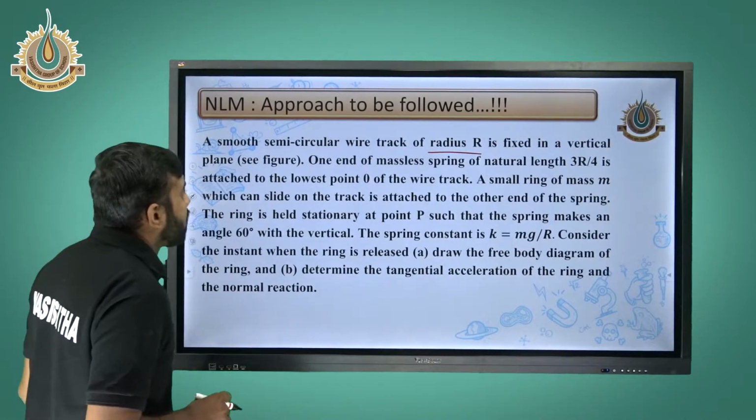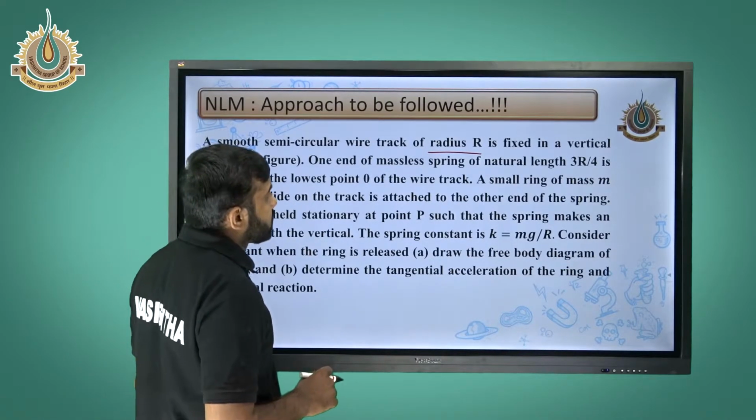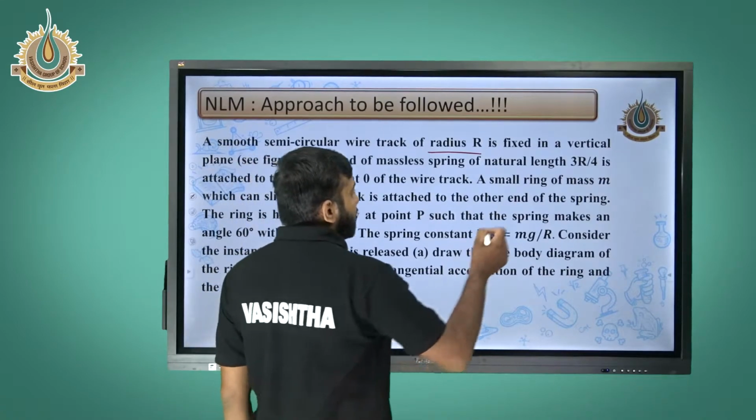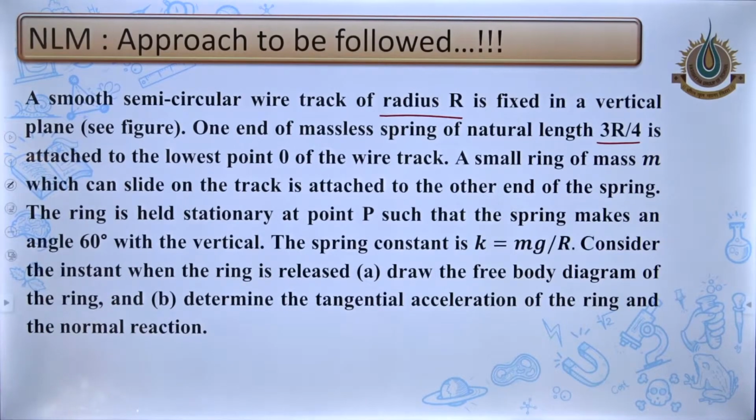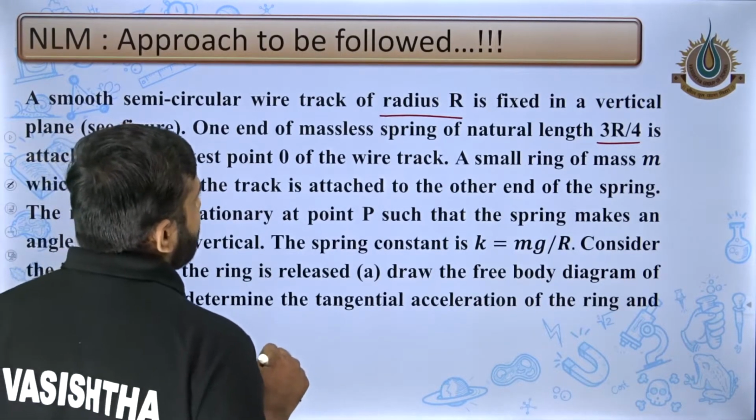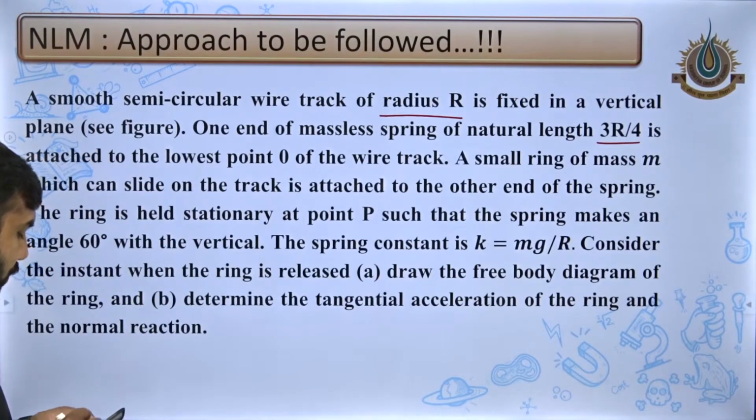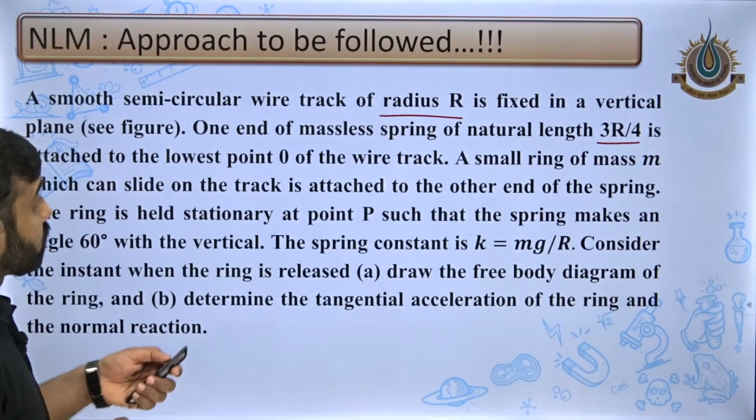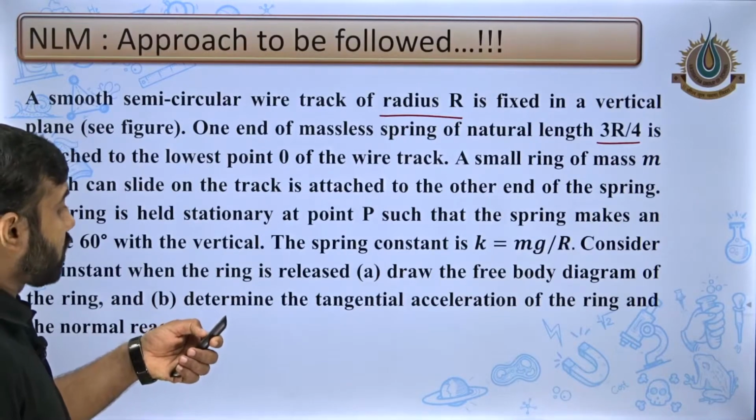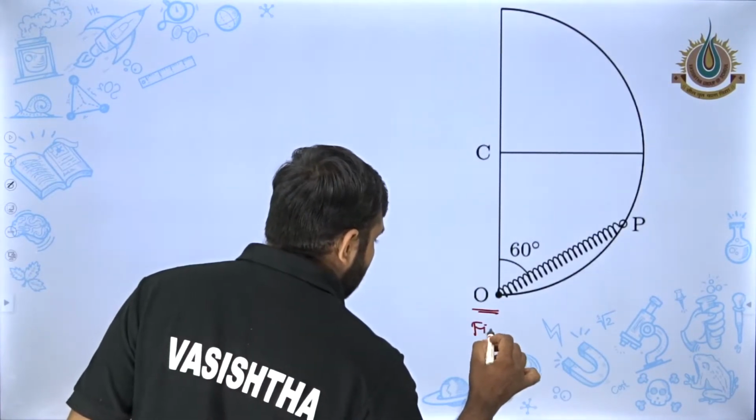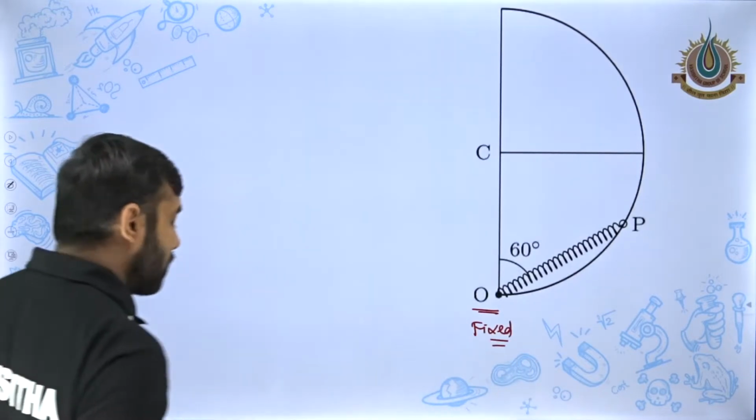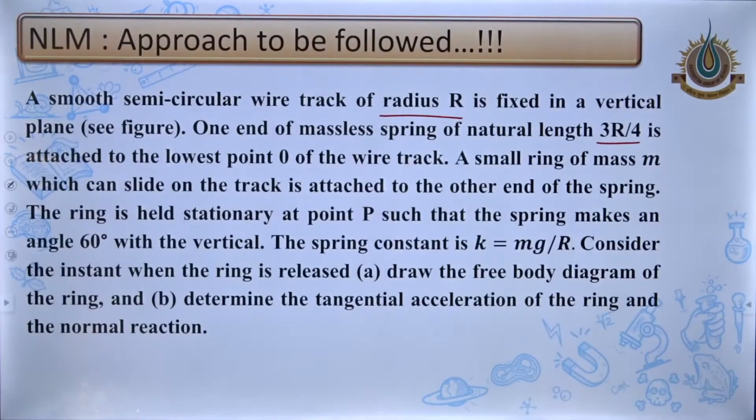Vertical plane. One end of a massless spring of neutral length 3r/4 is attached to the lowest point O of the wire of the track. That means the neutral length is 3r/4, and one end is fixed at the lowest point. So this is what is fixed. That is what is given.